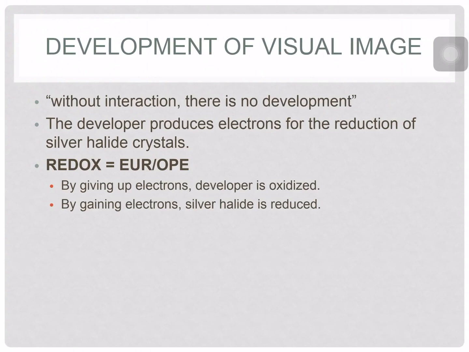So, si developer, magpo-produce siya ng electrons na magbi-build up ng black metallic silver sa ating silver halide crystals. So, si developer, meron tayong tinatawag na redox or oxidation-reduction. So, by giving up electrons, the developer is oxidized. By gaining electrons, our silver halide is reduced. The silver halide is reduced into metallic silver once na meron siyang electron, once na may mag-add na electron sa ating silver halide crystals.